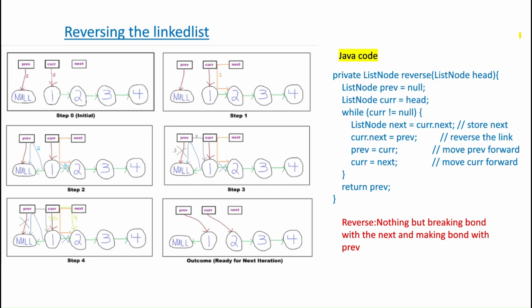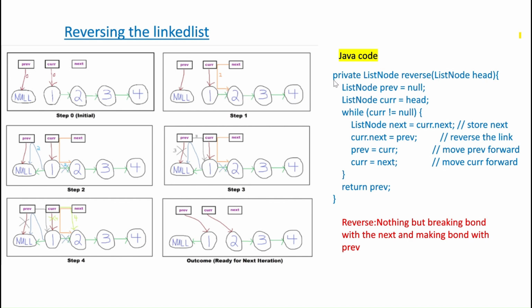Reversing is nothing but any node just breaking bond with the next node and just making bond with the previous node. That's it. That's the reversing of linked list. Each node is going to break bond with the next node and just make bond with the previous node. Then the order, now it's like one, two, three, and four, right? Then the order is going to become like four, three, two, one.